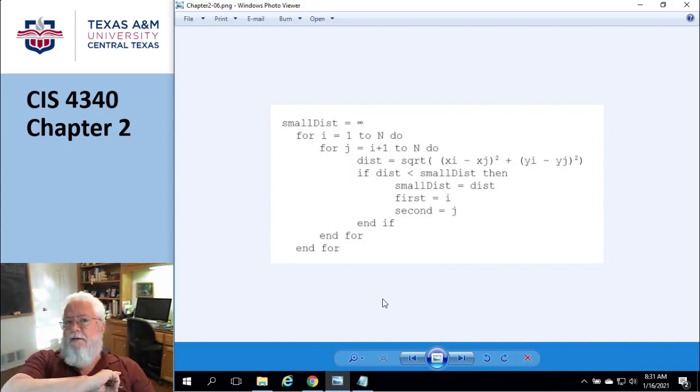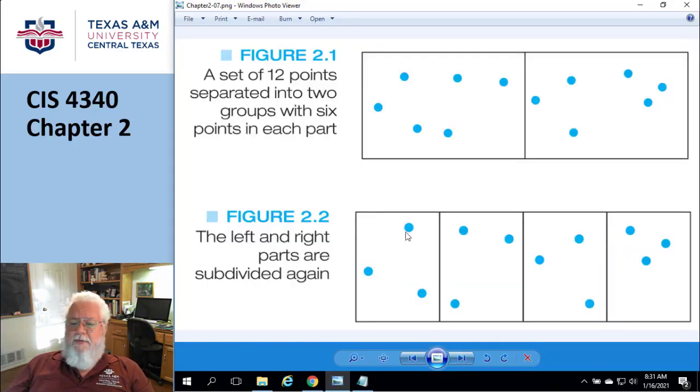But let's talk about divide and conquer. Let's say I broke it up, and I gave you just these three dots and said, which one of these is the closest? That'd be a really trivial problem, wouldn't it? Which one of these is the closest? That'd be kind of trivial. Which one of these is the closest? That would be trivial.